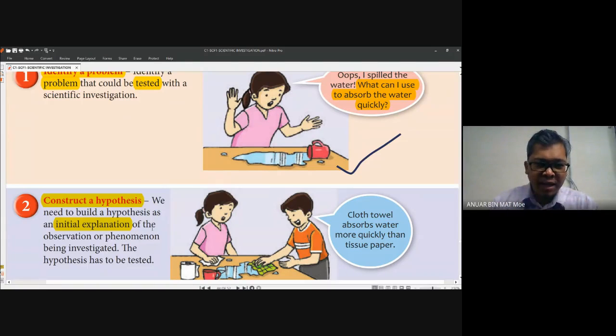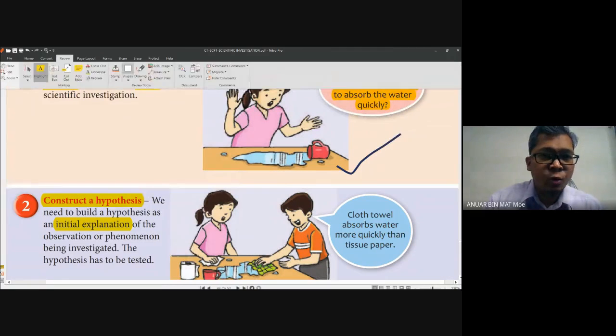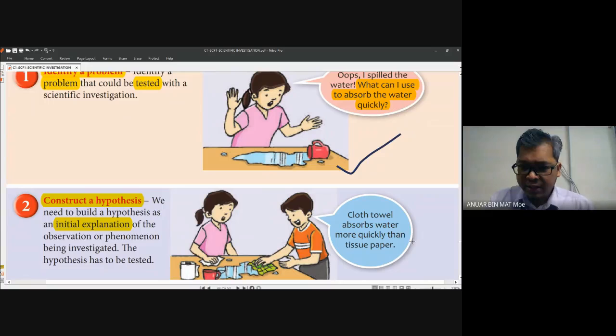You try to answer back your problem, but make sure the hypothesis needs to be tested, whether it is true or false. Hypothesis is just an initial explanation. Okay, you look at the picture there. What is the example of hypothesis?